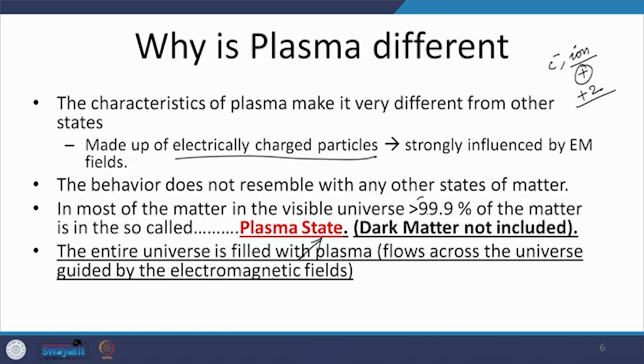Okay. With what densities, you ask? That depends, but plasma exists at varied densities, let us say one particle per cubic kilometer or millions of particles per cubic centimeter. It depends on where you are looking, but we can safely say that the entire universe is filled with plasma, or charged particles, electrons and ions, and the movement of this plasma is guided by the electromagnetic fields that are there in the universe.